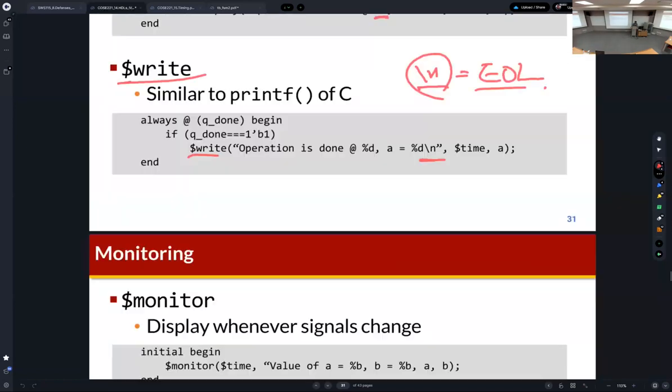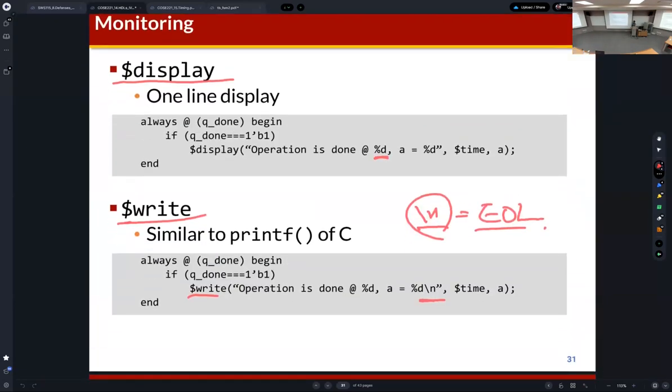If we use the display or write or monitor function, then we can check the important output signals conveniently and efficiently, because you don't need to check the cumbersome waveform signals. We can just check the important output signals using the display or write function in the test bench.